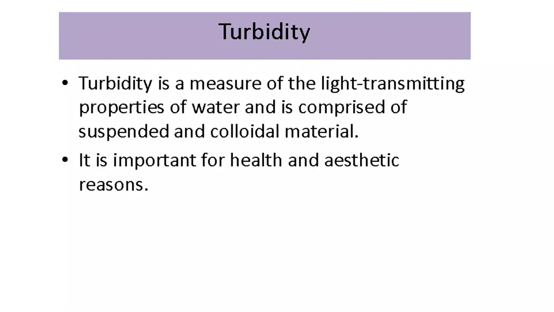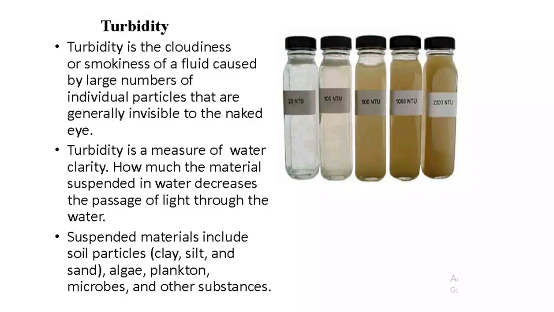Then we have turbidity. Turbidity is a measure of the light transmitting properties of water and is comprised of suspended and colloidal materials. Therefore, it is important for health and aesthetic reasons. And we have photographs of different jars of turbidity. Turbidity is measured in NTU units. Here you can see that this water is clear, this is a little clear, this is more unclear, and the last one is most unclear. Here you can also see the values in NTU.